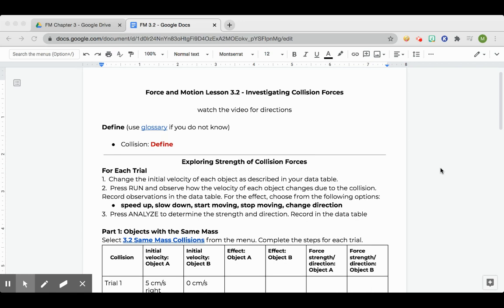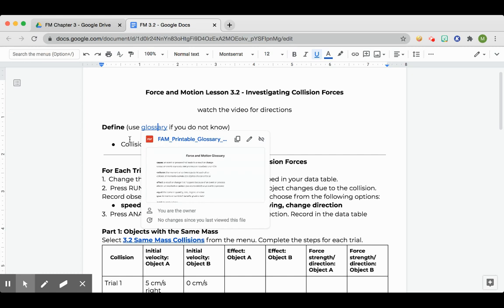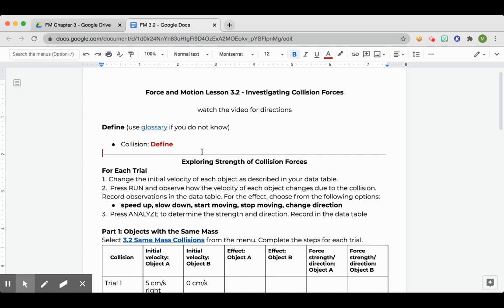Hi everybody, this is the video for lesson 3.2, investigating collision forces. So you're going to start out this lesson by putting down the definition of a collision right here. And if you don't know it, you can just open up the glossary here to get the definition.